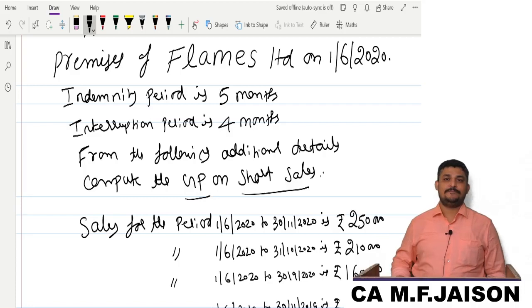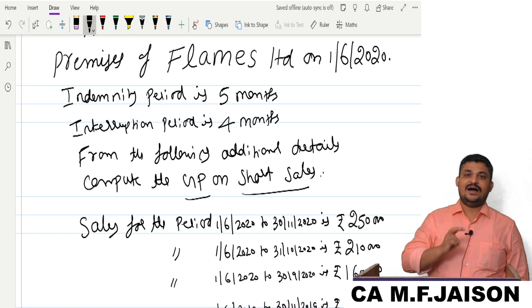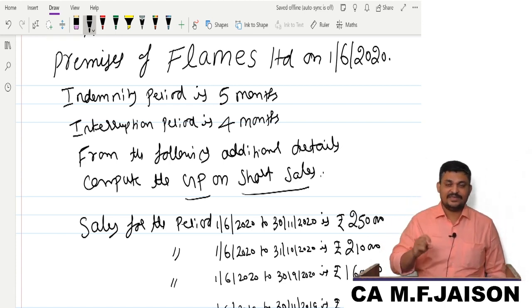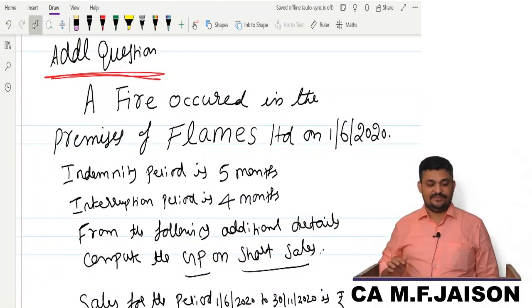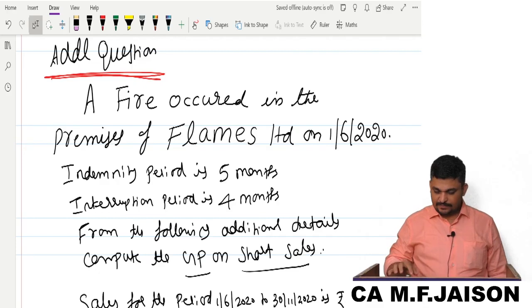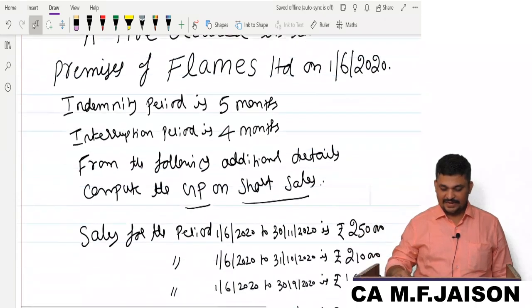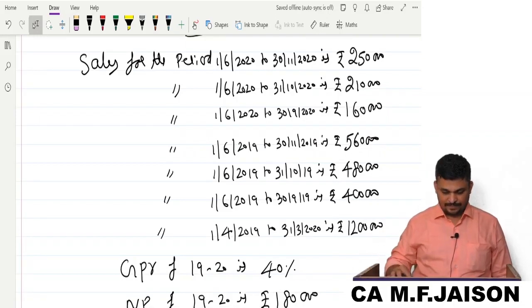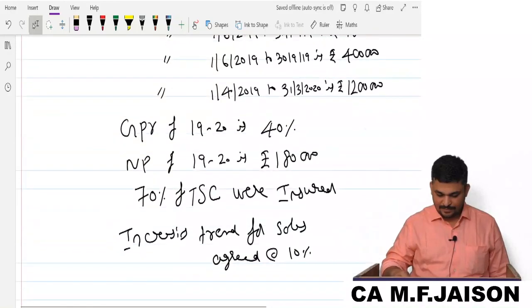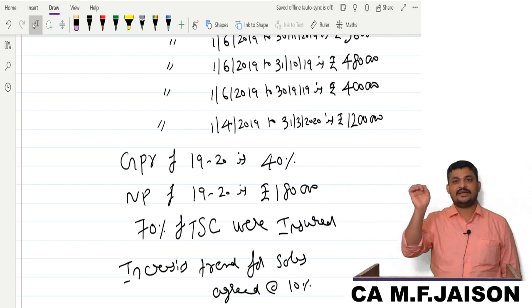So step number 1, compensation period. Step number 2, the GPR. Step 3, short sales. Step 4, GP on short sales. Like that you should calculate. Our question once again, my dear friends, we will just show this particular question for copying. I hope you are copying. Copying slide number 2. Copying slide number 3. So I have provided all the information. Already the question is very clear. Compute GP on short sales.